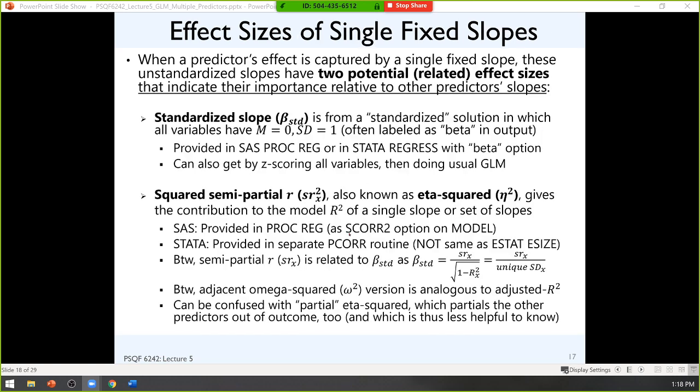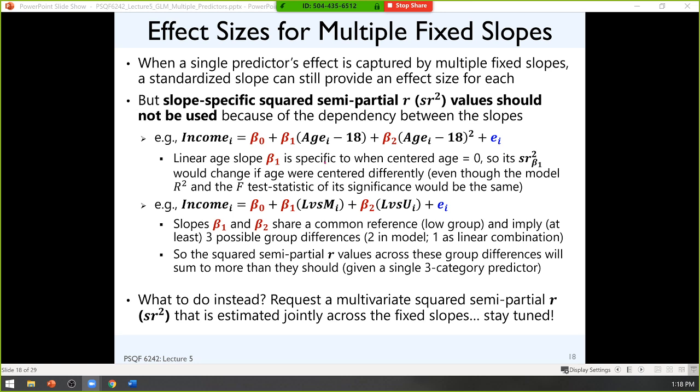The only catch is that the squared semi-partial correlations cannot be used whenever you have more than one slope for a given predictor. In that case, you have to be able to lump the slopes back together again. So I'll show you how to do that. That requires a new statement. The one new piece of programming that you haven't seen yet is a statement called contrast in SAS, or a statement called test in Stata.